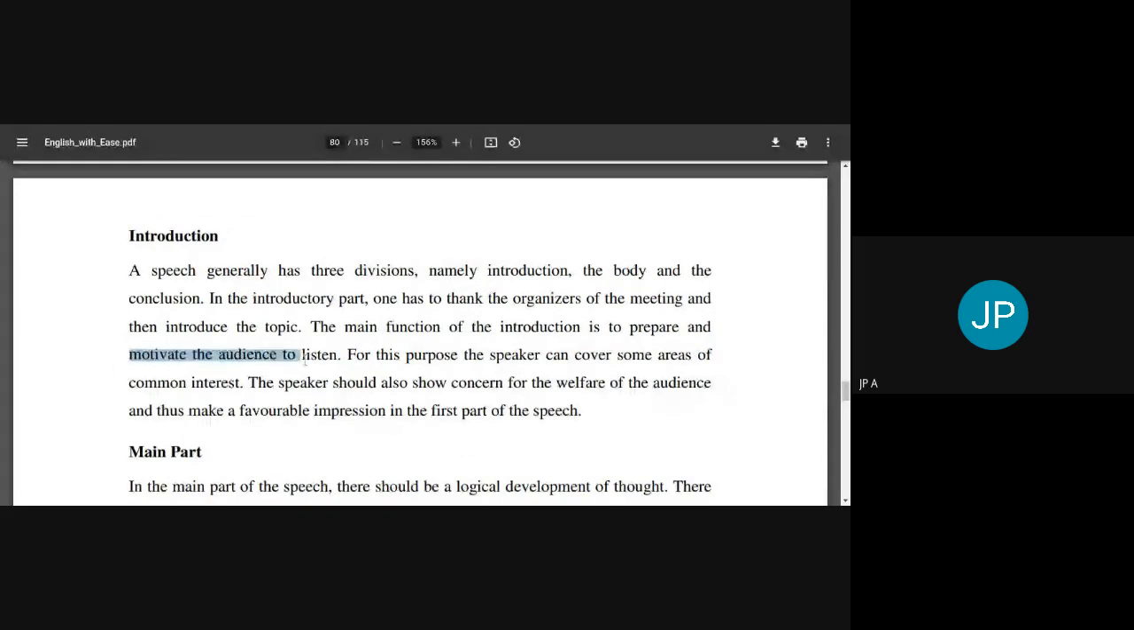So in the beginning part of the speech, there should not be too much matter to discuss. It should be just some interesting aspects, some areas of common interest. People will be interested in something very common. So the beginning of a speech is very important because then only you will have a favorable impression on the audience.